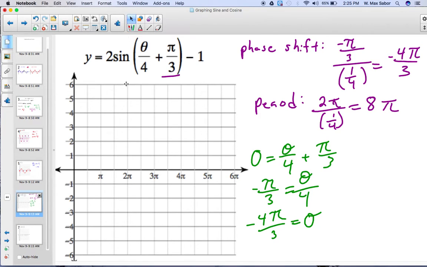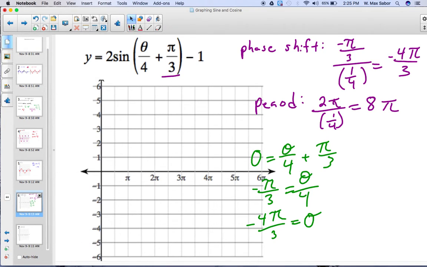I guess I could move this graph over and then say, okay, here's pi over 2, here's negative pi, here's negative 3 pi over 4. It's going to be somewhere around here. Now we've been shifted down 1, and so our equilibrium is at negative 1. And we're going to be going up to positive 1 and down to negative 3.